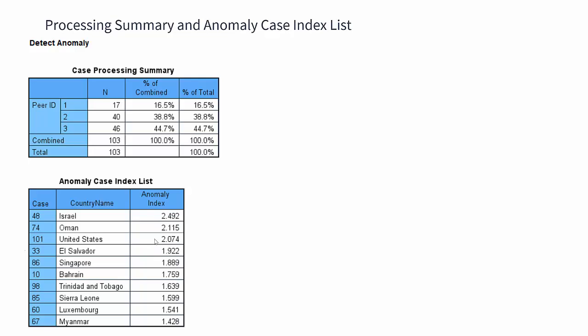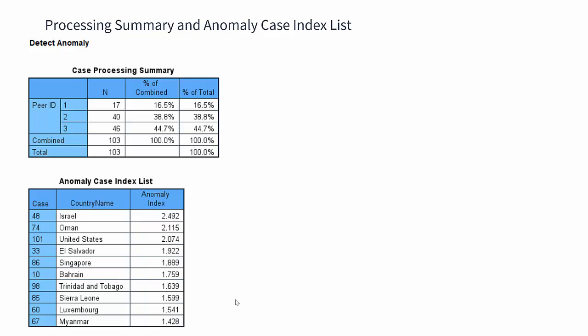If I recall, in the dialog box, it did by default assume that you wanted to retain any cases with a score greater than 2. But in fact, we switched that off and gave it freedom to select just the top 10, irrespective of the score. So we can see right at the bottom here, we have Myanmar with a score of 1.428. The other countries are El Salvador, Singapore, Bahrain, Trinidad and Tobago, Sierra Leone and Luxembourg.